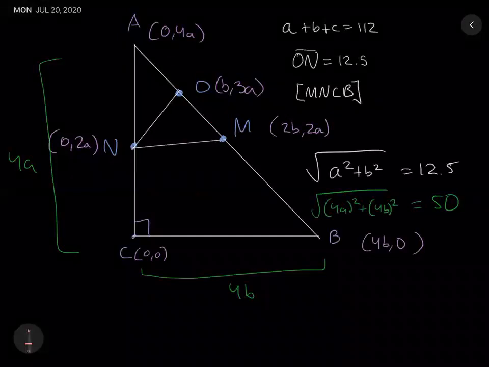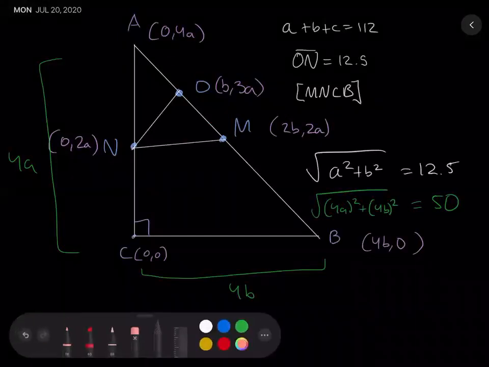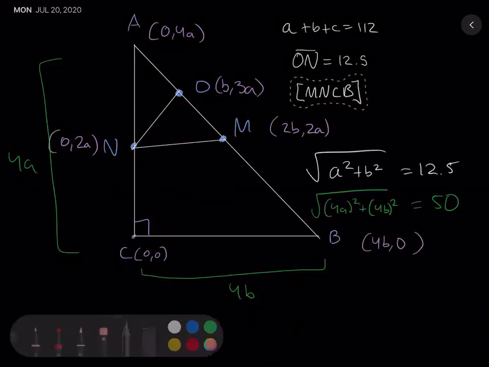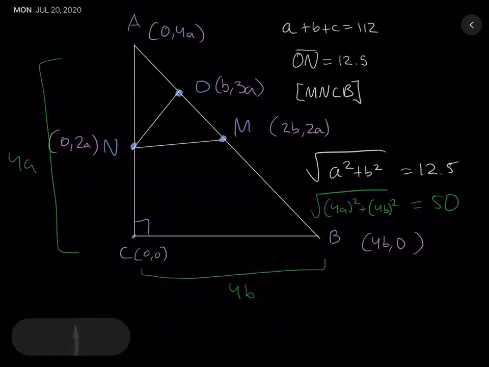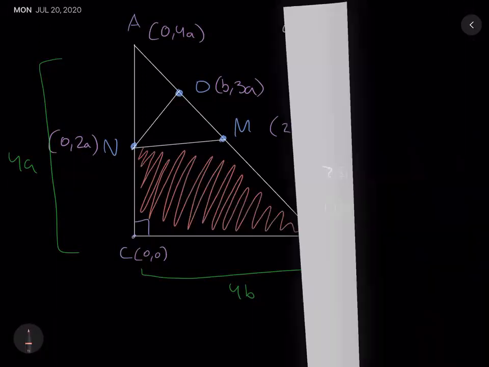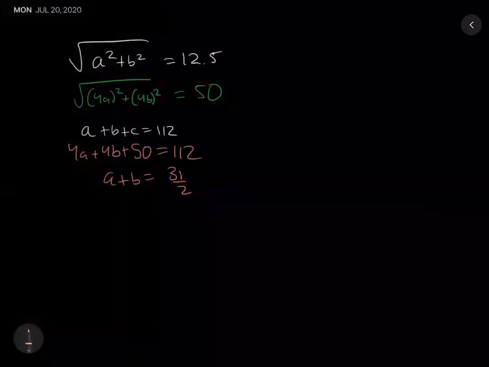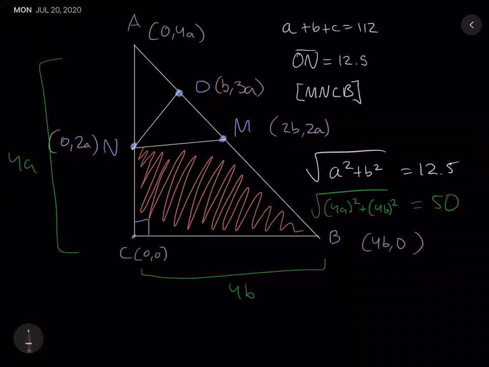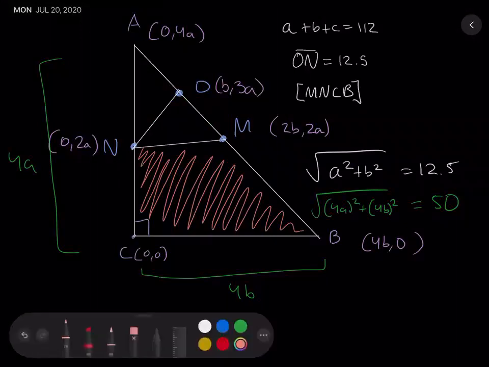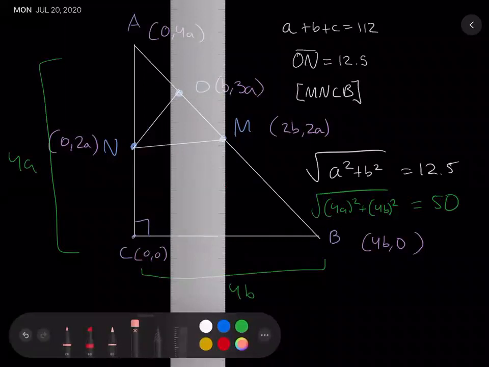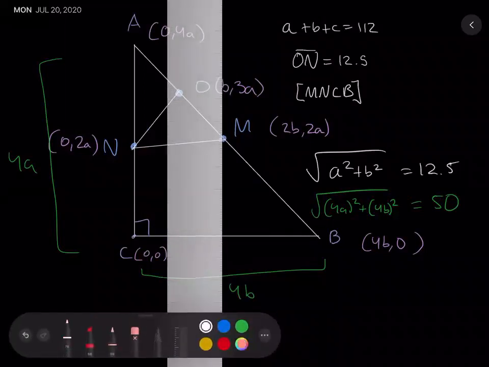When you coordinate bash, don't lose sight of the original question. What is the area of MNCB? We want to find the area of this trapezoid right here. So how does this help us in any way, shape, or form? Well, we're going to drop a line from M to BC such that this line is perpendicular to BC.